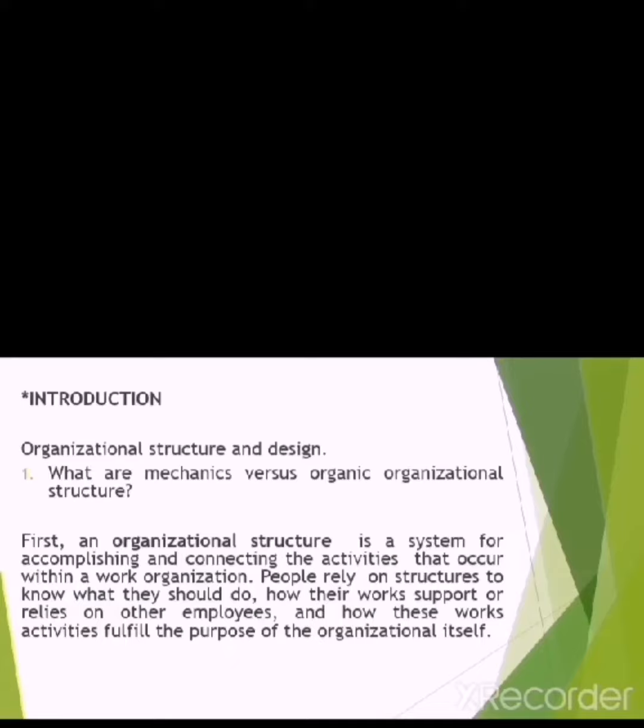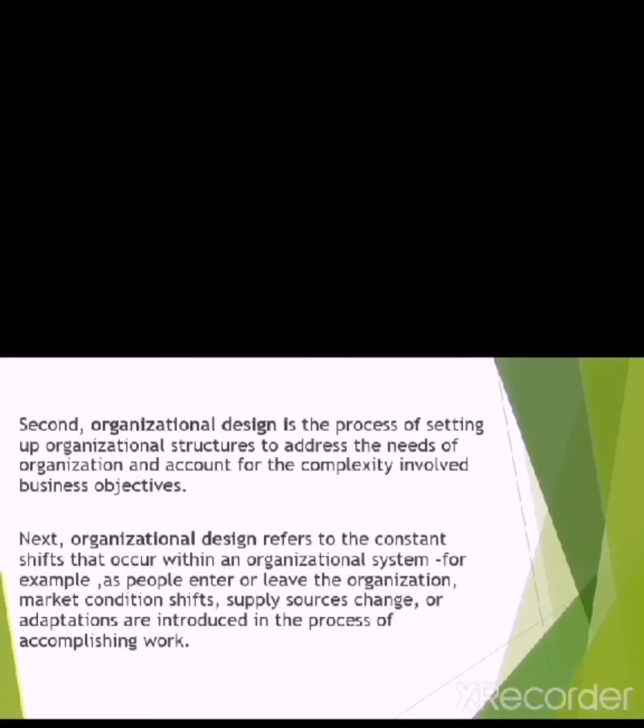So, next is organizational design. Organizational design is the process of setting up the organizational structure to address the needs of the organization and account for the complexity involved in business objectives. It refers to the constant shifts that occur within an organizational system. For example, as people enter and leave the organization, market conditions shift, supply sources change, or adaptations are introduced in the process of accomplishing work.